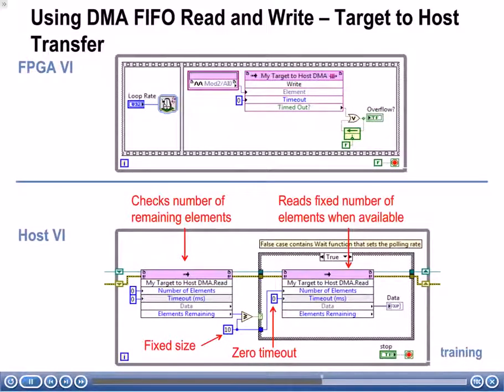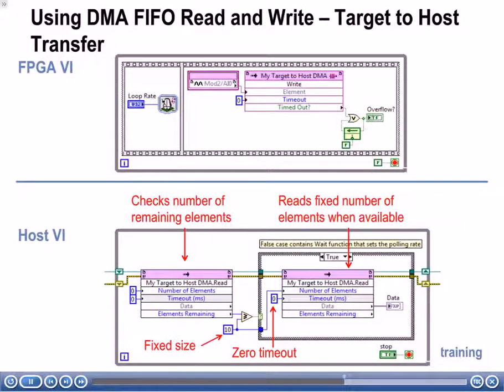Notice that the timeout is also 0 here because we know we just checked, and we know there's at least 10 elements in the FIFO, so we can go ahead and read 10 elements. The data coming out is going to be an array that contains 10 elements from my FIFO. So this is a nice method of being able to read a fixed number of elements, and it'll also be pretty efficient on your CPU as well.